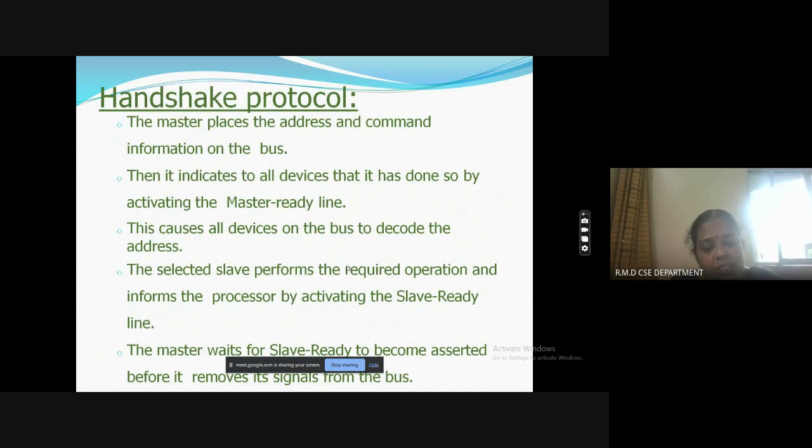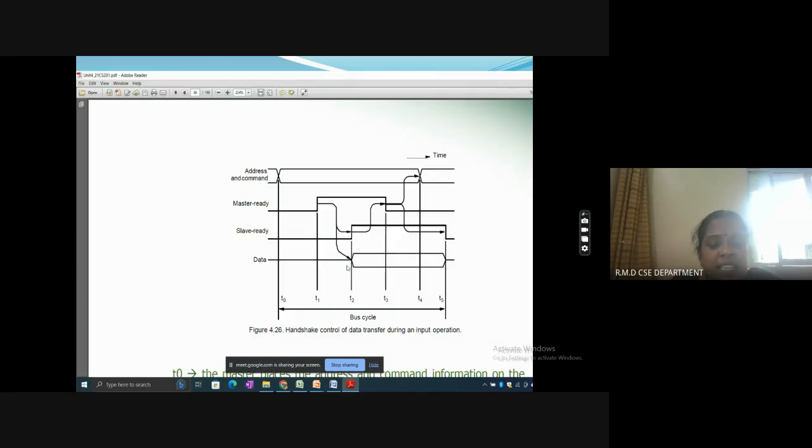The handshake protocol starts by asking whether you are ready to transfer. The master ready line signals that the master is ready to transfer data. This causes all the devices on the bus to decode the address. The slave is also activated by the signal called the slave ready line. The master waits for slave ready to become asserted before it removes the signals from the bus. This is the handshake protocol, shown diagrammatically. The master ready signal is activated, then slave ready is activated. Only then does the data transfer take place between the devices. This is applied in the asynchronous transfer only.